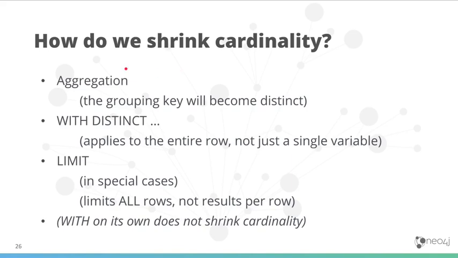We can use aggregation. The grouping key, the non-aggregation variables, will become distinct. We can use the actual DISTINCT keyword. Remember that this applies to the entire row, but not just a single variable. In special cases, we can use LIMIT, but remember that this limits all rows, not the results per row. And if we just use WITH on its own, it doesn't shrink cardinality for you. You need to use one of these methods.